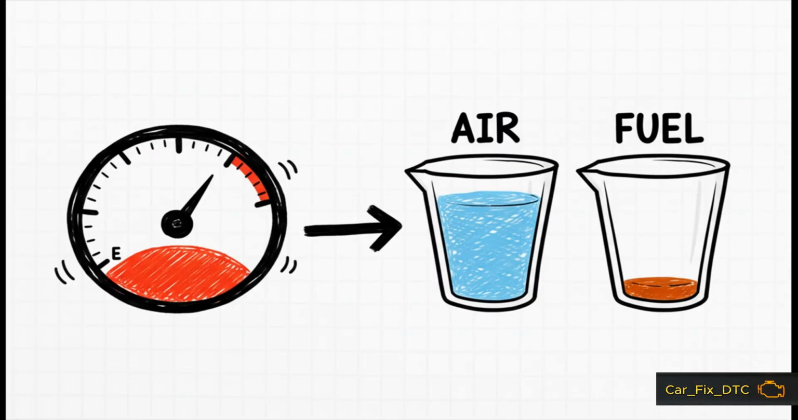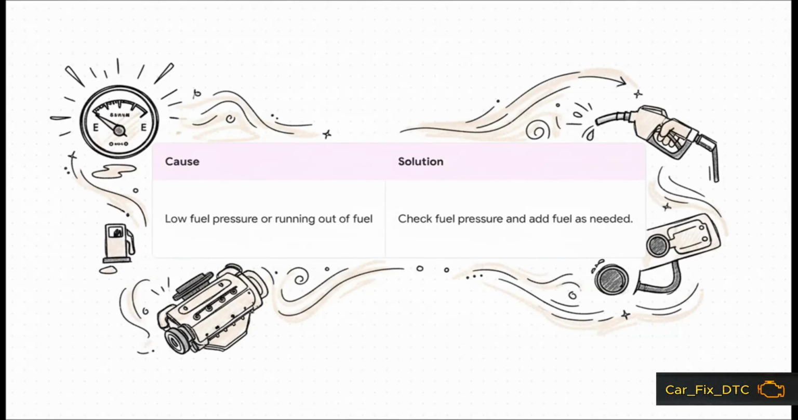Our third suspect might just be the simplest of them all: low fuel pressure. I mean, think about it. If the engine isn't getting enough fuel to begin with, there's just no way it can create the right air-fuel mixture. The ratio will be lean, which just means too much air and not enough fuel, and that will absolutely trigger this code.